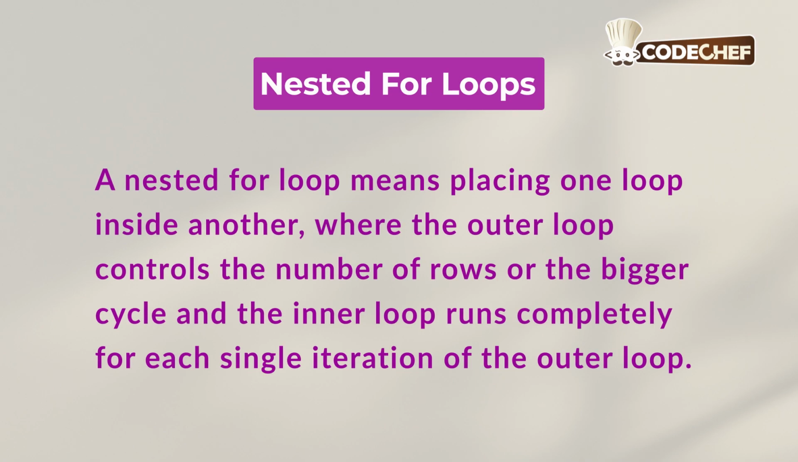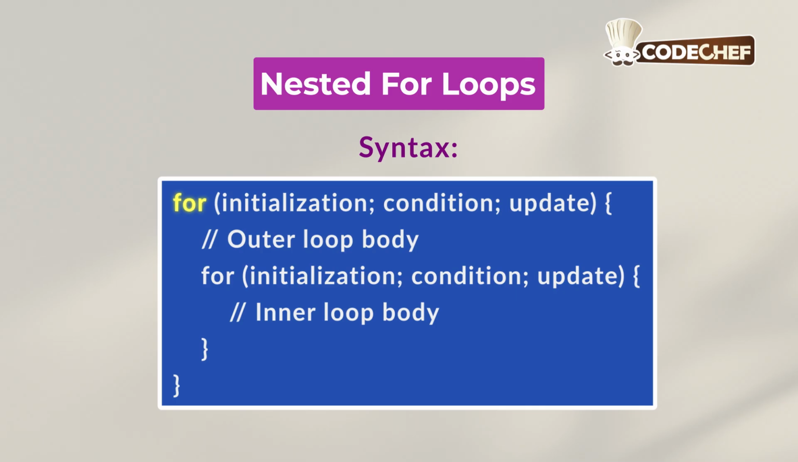A nested for loop means placing one loop inside another, where the outer loop controls the number of rows or the bigger cycle, and the inner loop runs completely for each single iteration of the outer loop. Coming to the syntax, here we have one for loop, then inside the for loop we have the same three parts that we discussed in the last video: initialization; condition; update.